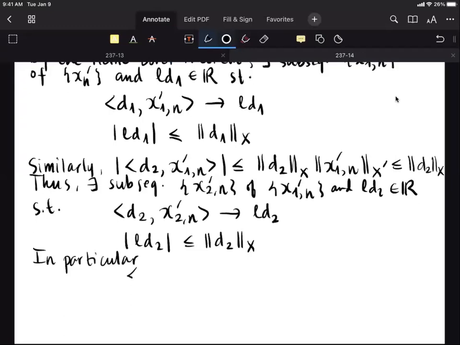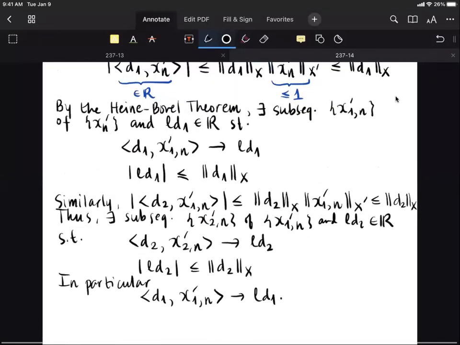In particular, d1 applied to x1n prime, okay, since this is a subsequence of x1n prime, we have the convergence of this, okay? So if you take a subsequence, namely x2n prime, you still have convergence to L_{d1}. So we continue this process.